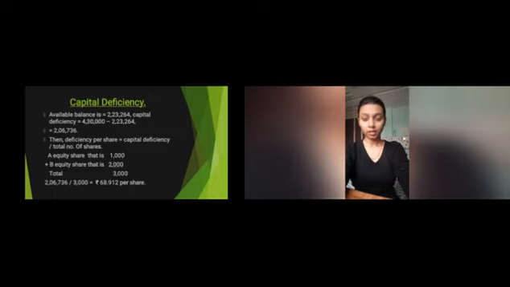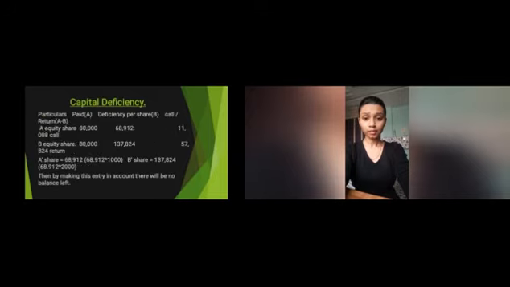is equal to 2,06,736. Deficiency per share is equal to capital deficiency divided by total number of shares. A equity shares, that is 1,000, plus B equity shares, that is 2,000, so we get total 3,000. 2,06,736 divided by 3,000, we get 68.912 per share, and this deficiency per share is to be deducted from the paid up amount.